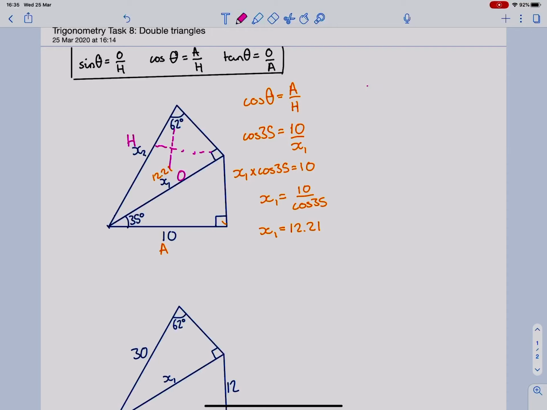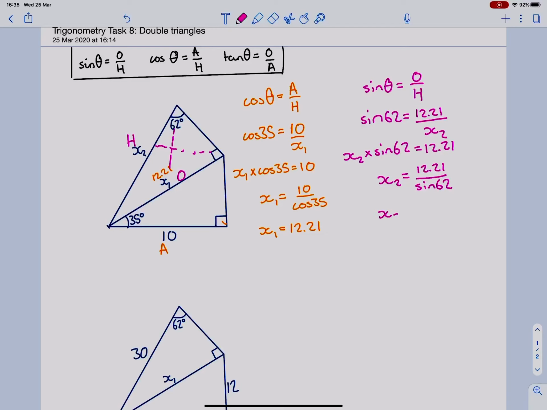So sine theta equals O over H. So sine of the angle for this triangle, 62, equals the opposite, which is the 12.21 you just found, divided by the hypotenuse, which is x2. Similar setup to this one here, where the x2 is on the bottom. So now rearrange it, times both sides by x2 to get x2 times sine 62 equals 12.21. So x2 equals 12.21 divided by sine 62.